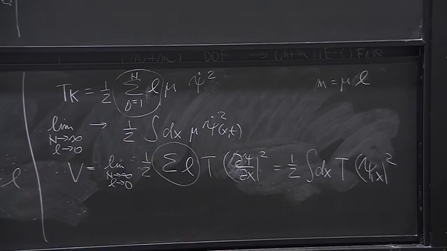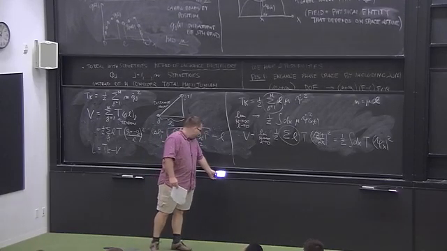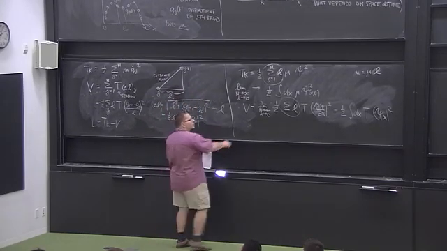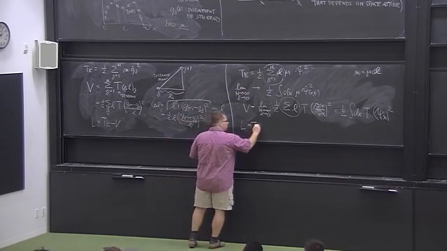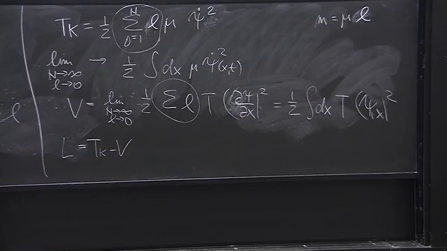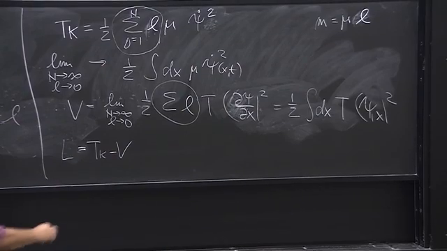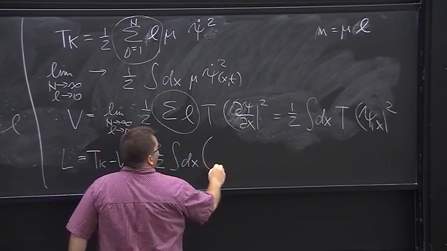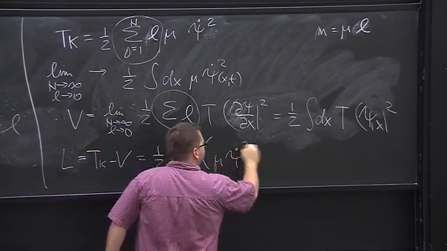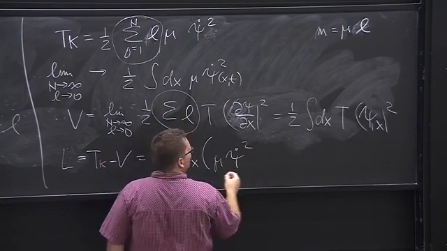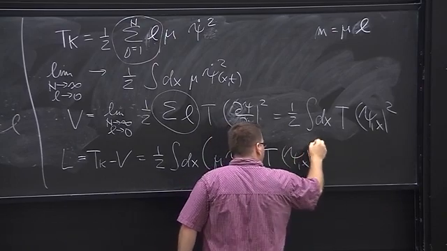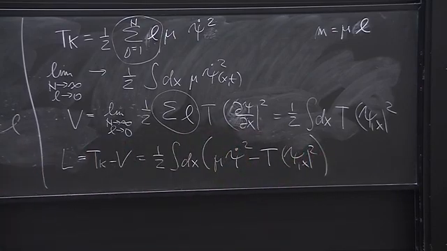All right. So we have the Lagrangian here, which is just t minus v. So L is just t kinetic minus v, and that's equal to 1/2 integral over dx, and then you have mu psi dot square minus t psi x square. Okay, and that's your Lagrangian.